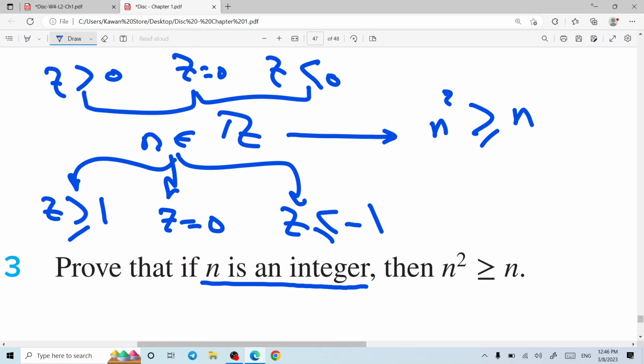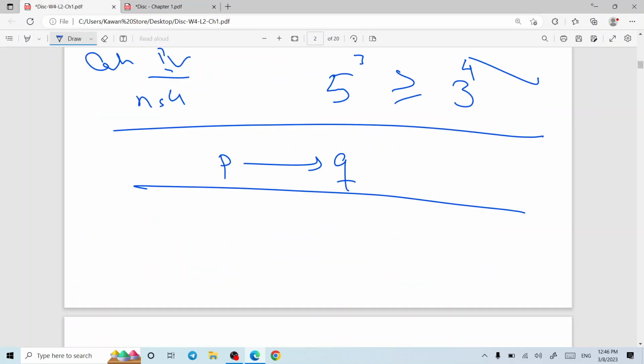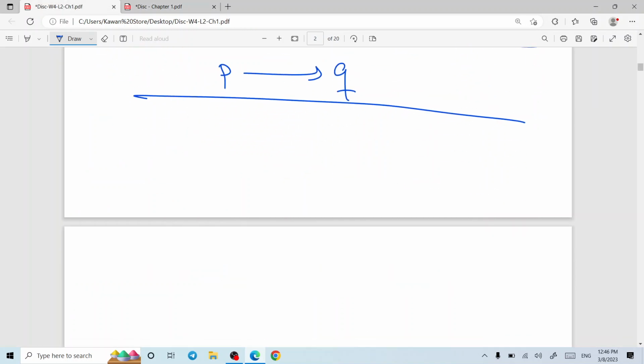How many numbers do you have in Z? Did I say do it one by one? No. We make the groups. 3 cases. Just take it easy. We make 3 cases. Okay, so tell me, how do we show that one's true? N is positive.